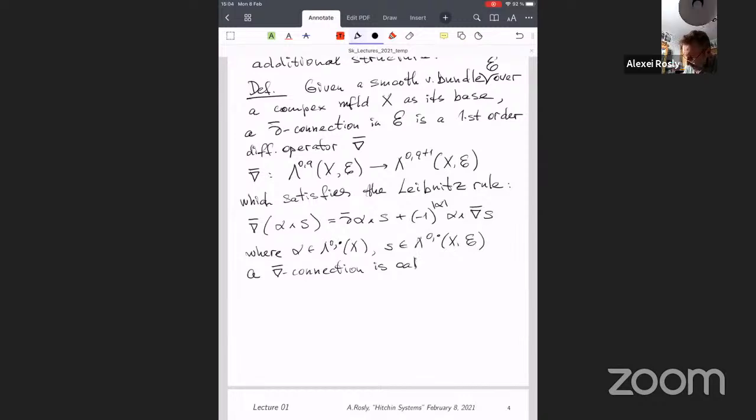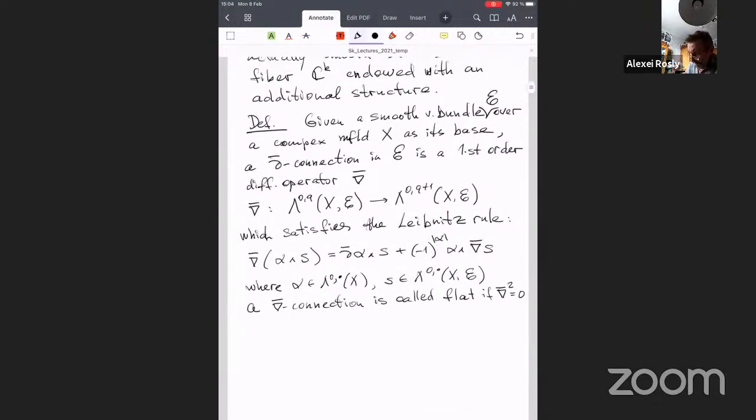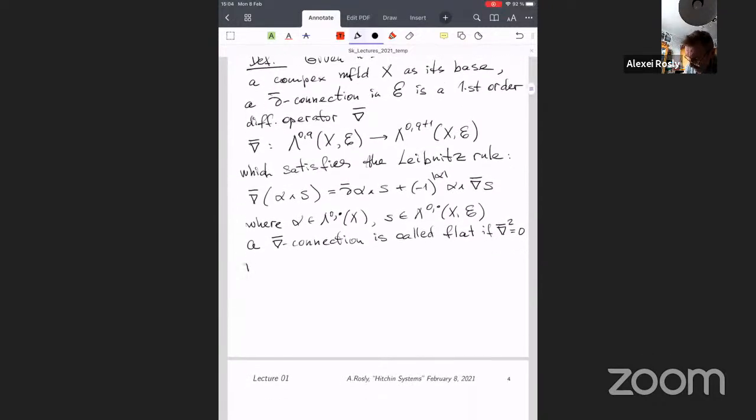It is called flat if it squares to zero. So the reminder will be about the notion of the ordinary connection.